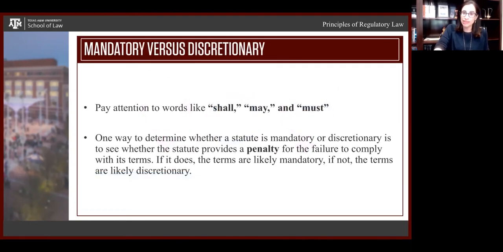Mandatory versus discretionary language is also key in statutory interpretation. So words like shall, may, and must are important to pay attention to. Shall and must are normally construed as mandatory, whereas may is normally construed as discretionary. But there are also cases suggesting that what really matters is whether the statute provides a penalty for the failure to comply. So if it does provide a penalty, it's likely mandatory. And if it's not, then the term could be interpreted as discretionary, even if it says shall.